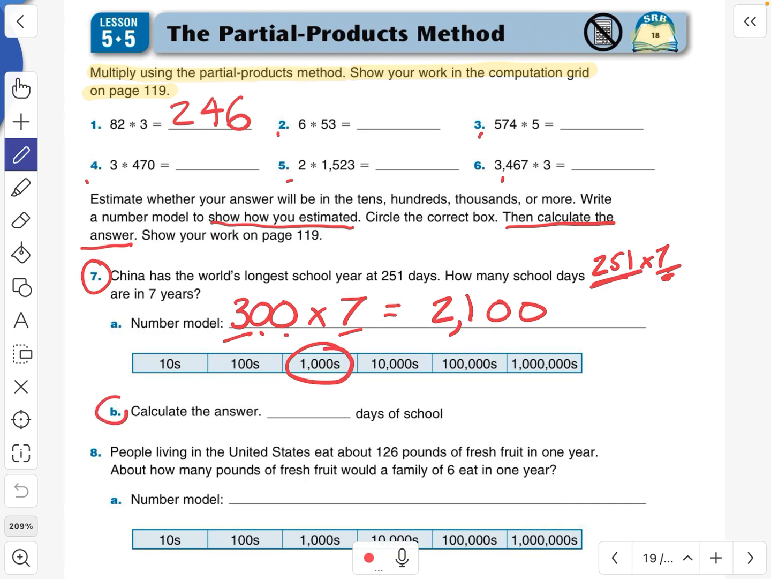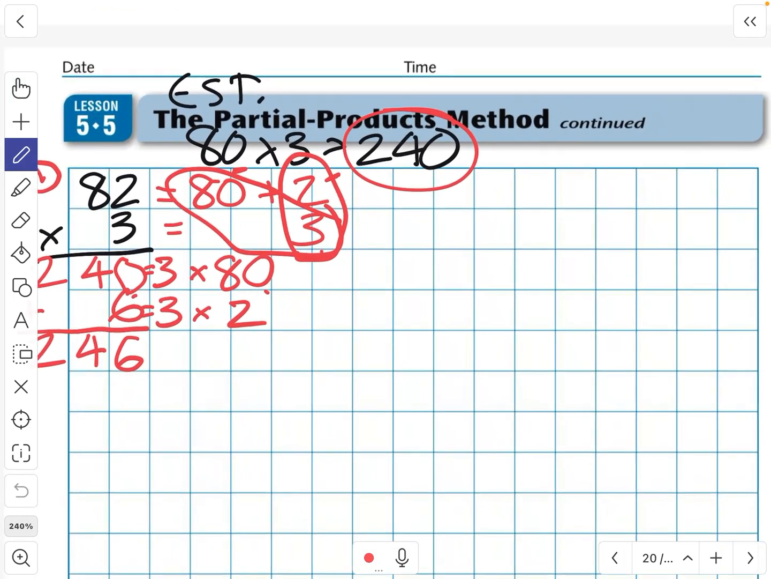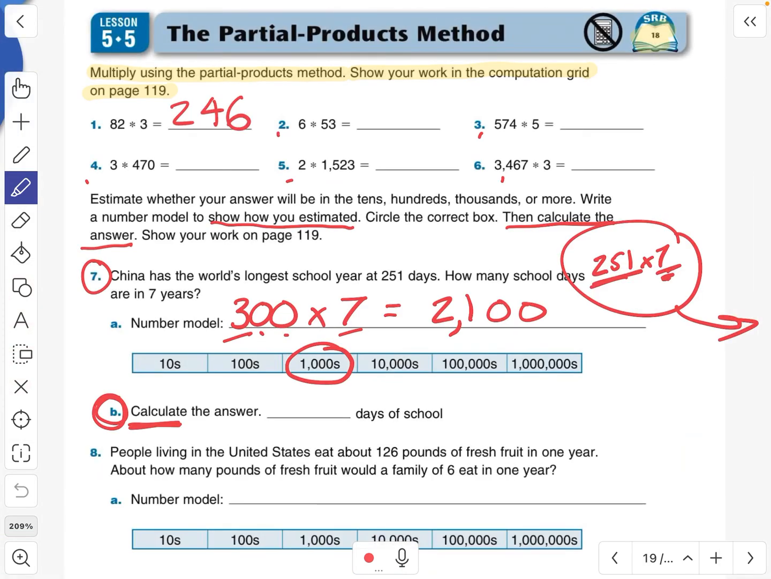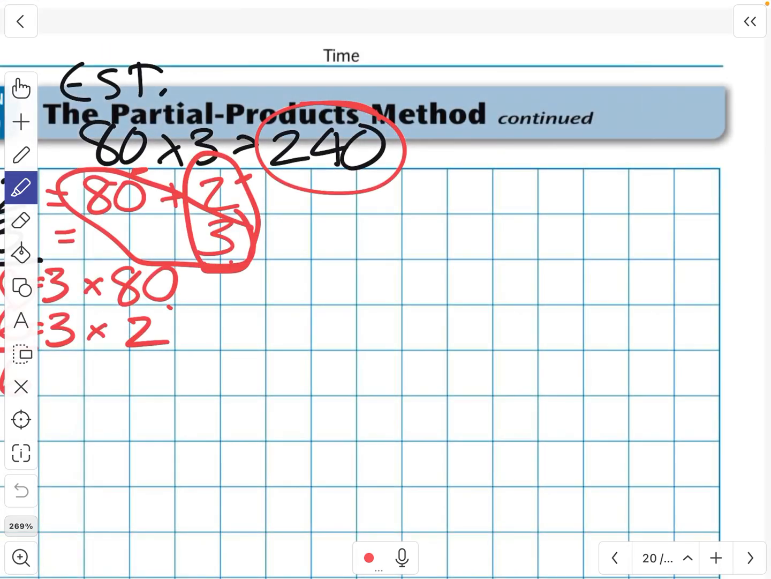Now this is what we didn't do last time. Now we have to calculate the answer. That means solve the actual problem. So where do we do that? We take this and we go to the next page. 251 times 7. Now this is question 7, I believe. Yes. So I'm going to write number 7.